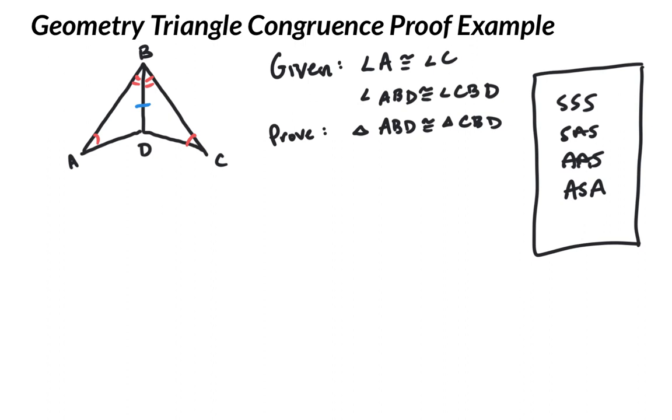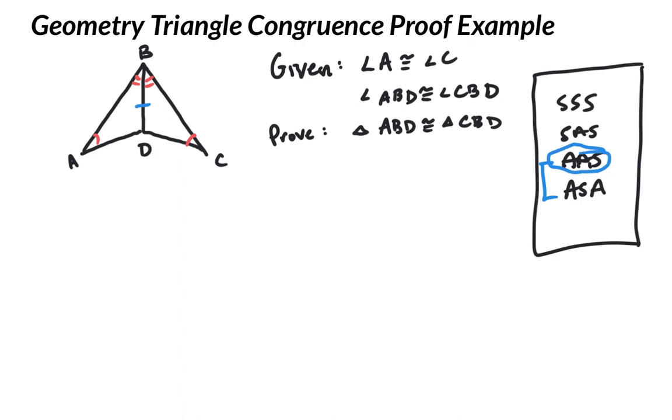So to me, it looks like we've got two angles, which means we're going to use one of these two proofs here, and it looks like the side that we have that we can reason with is not between the two angles. So I'm going to aim for this one.